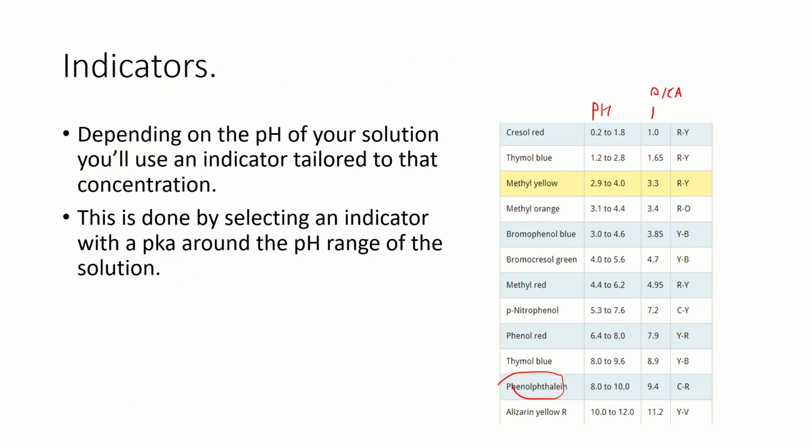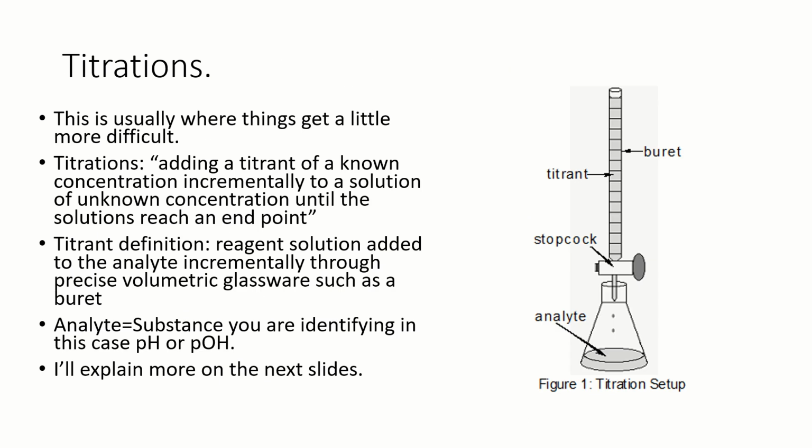And that's because of the change in the structure during that pH range. So let's move on to titrations. And titrations are supposedly the most difficult part of the acid-base section, or so general chemistry students told me.